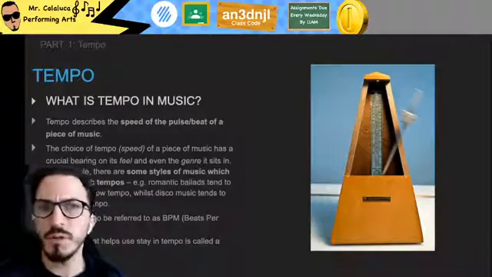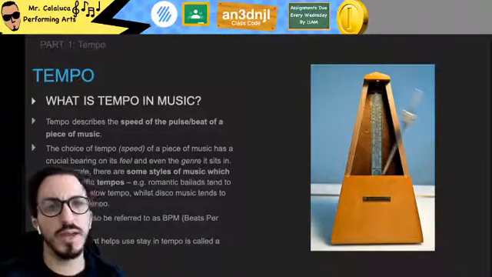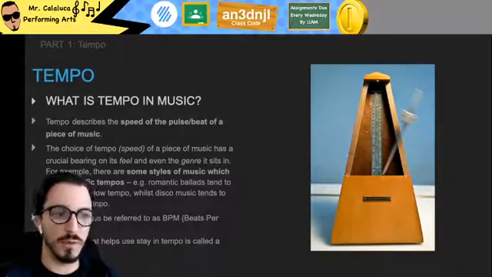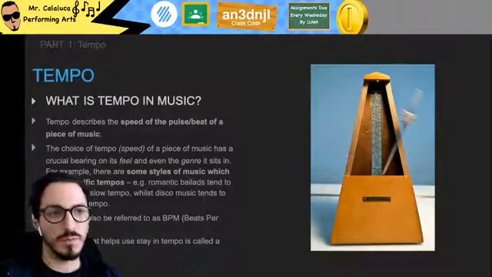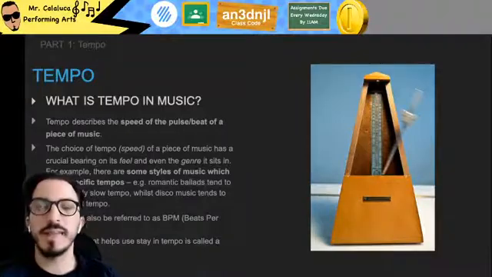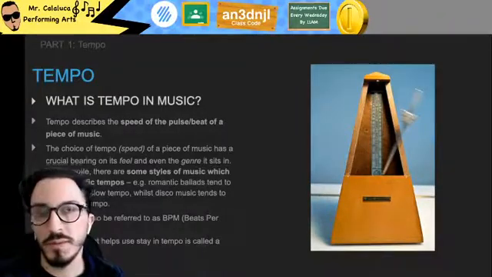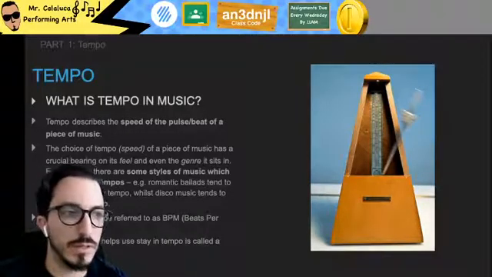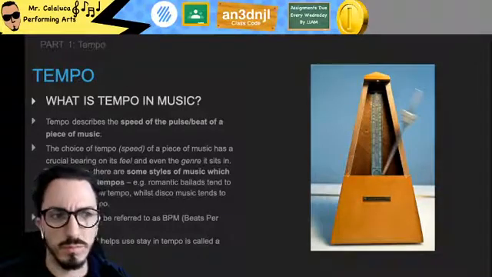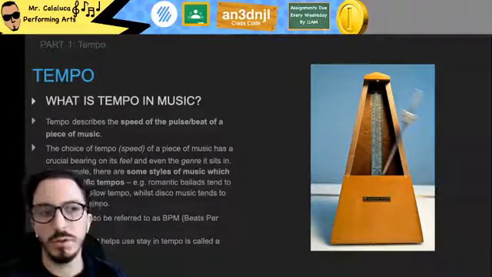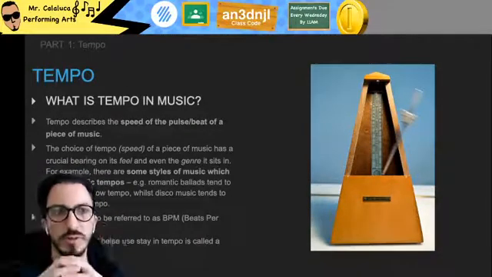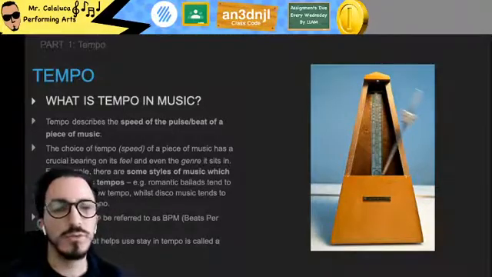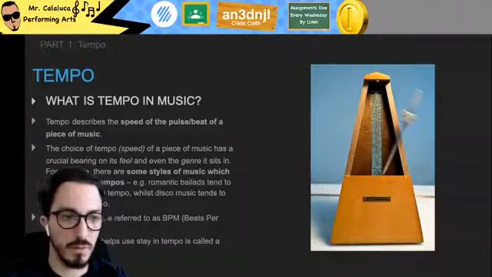Now, tempo can also be referred to as BPMs, or beats per minute, okay? You've seen that in probably Soundtrap, but your BPM is going to be basically your tempo of the song. It's a way to describe it. When you click on the note at the top left, it gives you a number. That is your beats per minute, okay?